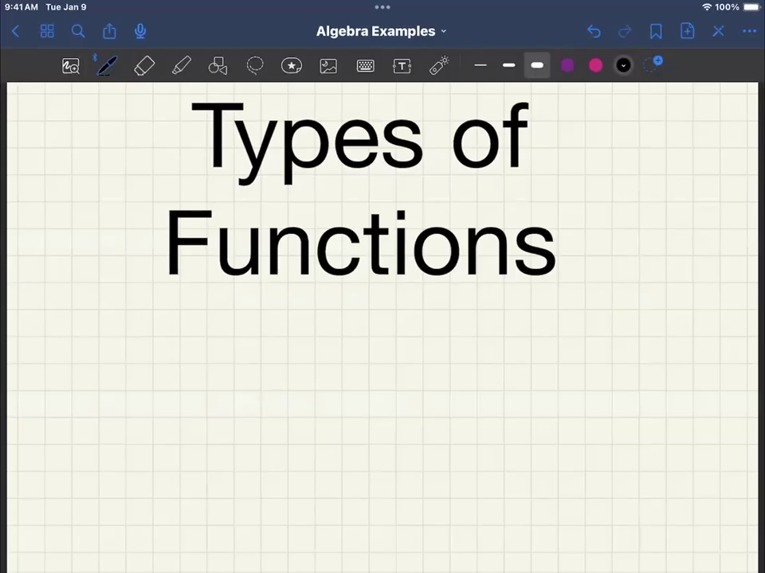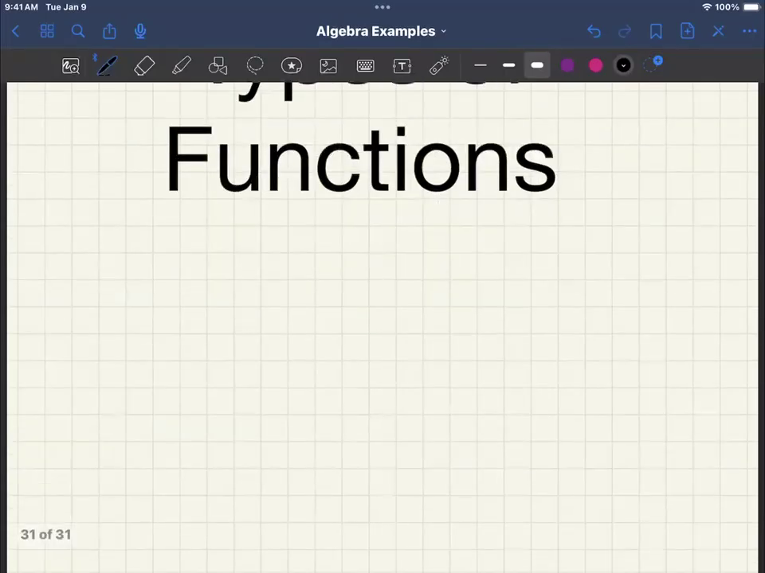All right, let's get into it for the day. We're going to look at different types of functions, and we're going to focus mainly on the functions that you will be seeing in a college algebra or possibly even a high school algebra class. So the first type of function that you are likely to see is going to be a constant function.